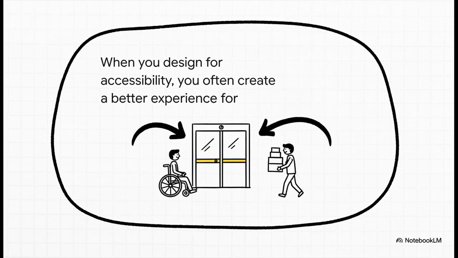And this brings up a really cool idea called universal design. Take those automatic doors. Yeah, they're absolutely essential for someone in a wheelchair. But what about the delivery guy with his hands full of boxes? They help him too. That's the secret. When you design for accessibility, you almost always end up making things better for everybody.